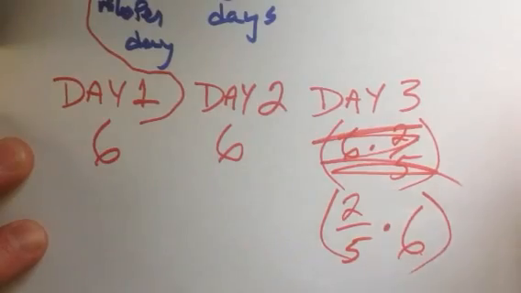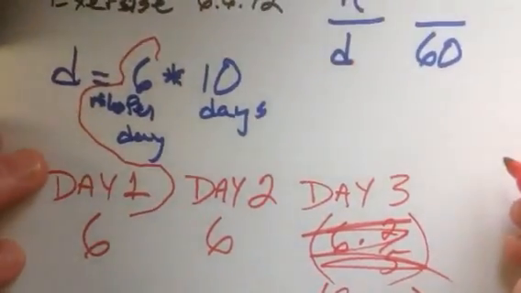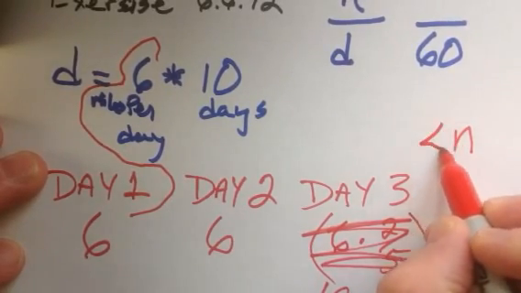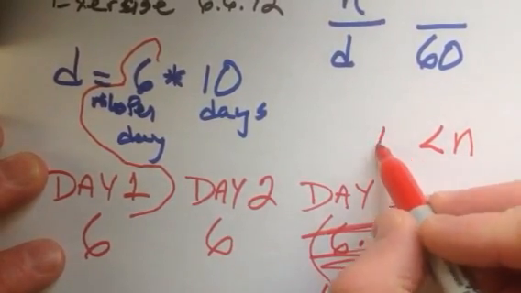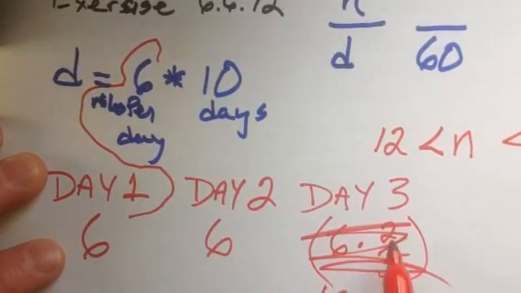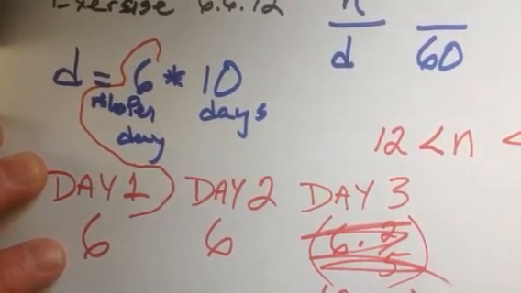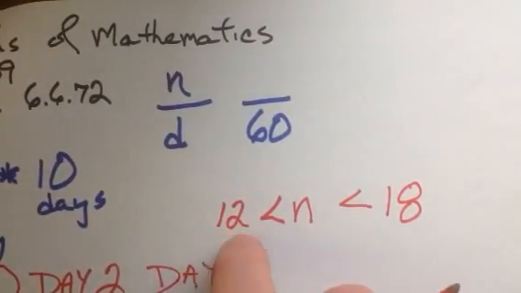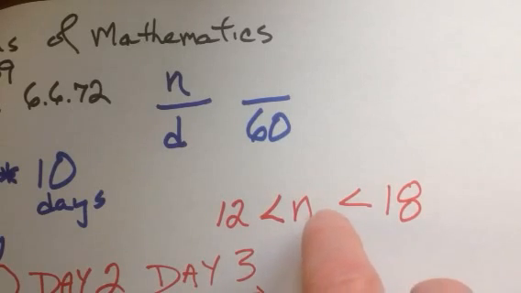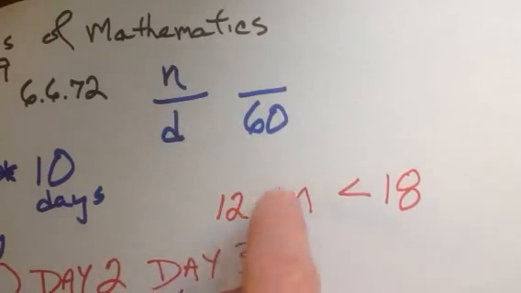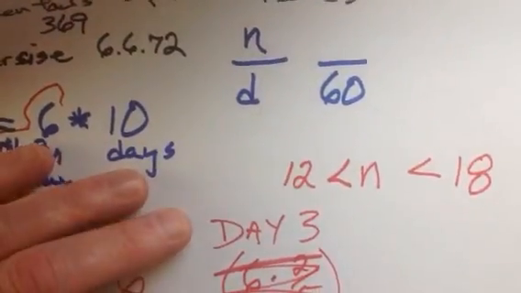So already we know that n, and I'm trying to just help you guys think about things like estimating, is going to be greater than 6 plus 6. It's going to be greater than 12, right? And it's going to be less than 6 plus 6 plus 6. Oh, nice. It's going to be less than 18. I did not do that on purpose, and I'm guessing that the textbook people didn't either. Anyway, 12 is less than n, and n is less than 18, right? So when we're going back here to figure out the numerator, we've got some bounds now to look at.